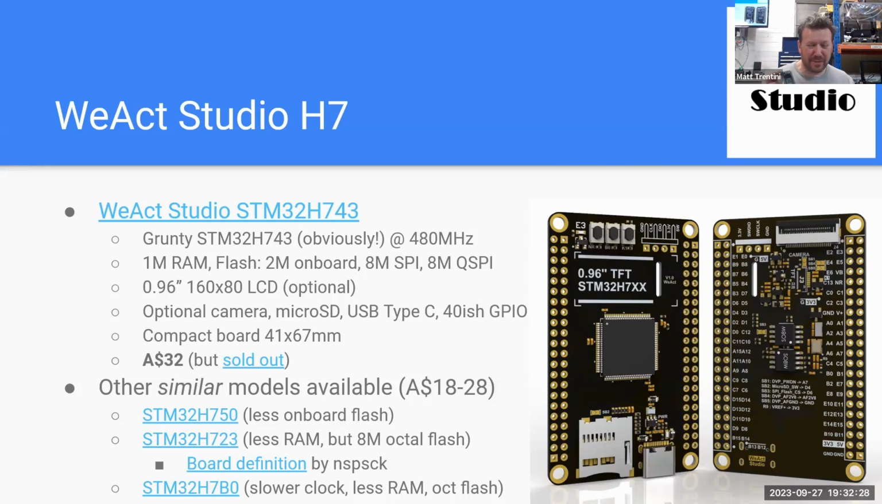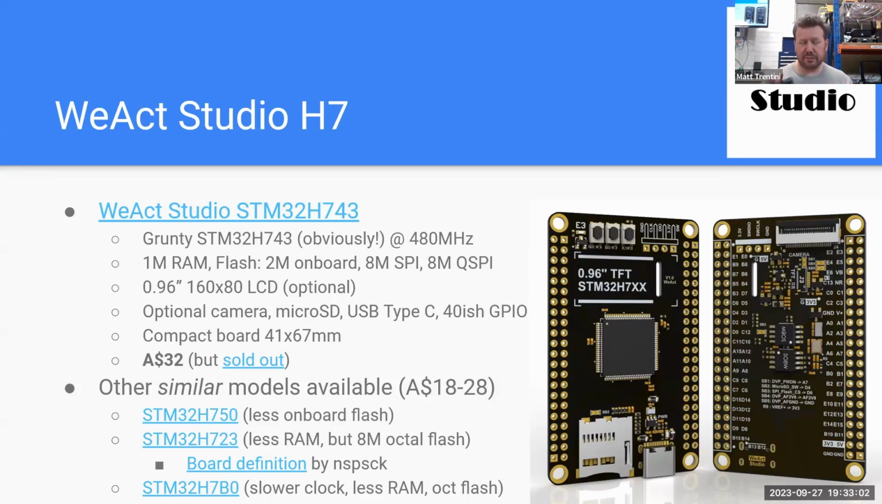Did you buy them all? I only bought 2. I couldn't have bought that many. But React have a range of these boards in the H7 range. At the bottom there's the H750, the H723, and the H7B0, all with slightly different but very similar specs. All in the same form factor, all with bucket loads of stuff, and pretty cheap, $18 to $28 for those other 3. On those boards the LCD is optional as well as the camera.